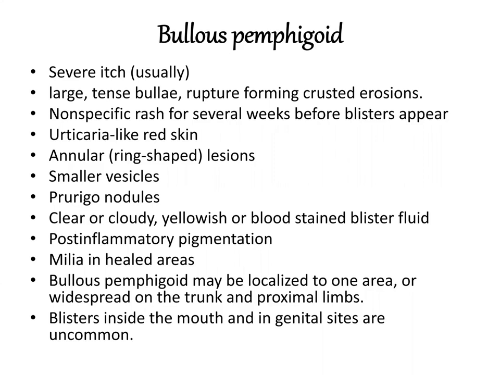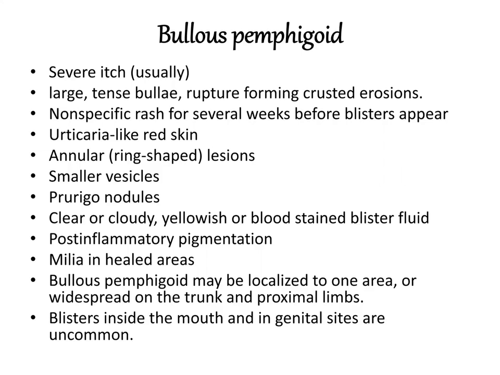So it can rupture, and sometimes these patients will have a non-specific rash. Sometimes they can have urticaria-like hives, urticaria-like lesions, which later on become blisters. Sometimes it is mistaken for some other dermatological condition before the full-blown disease appears. There may be ring-shaped lesions, sometimes smaller vesicles, sometimes very large lesions. Blisters and itchy nodules can be there. Usually these blisters contain clear or yellowish fluid, but it can be blood stained.